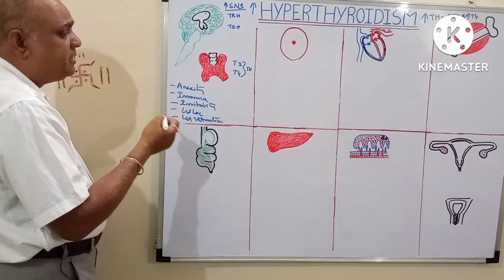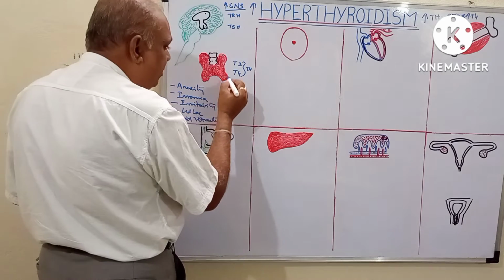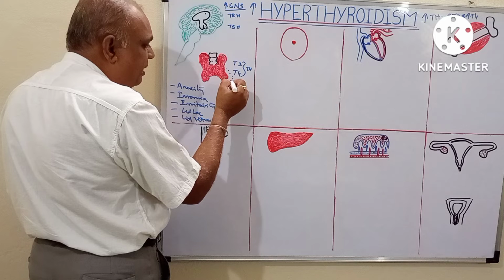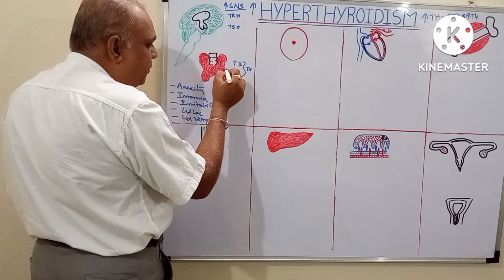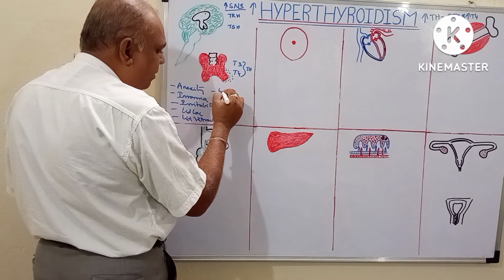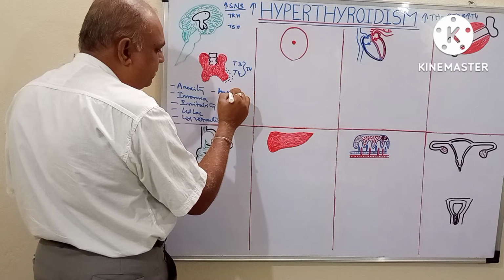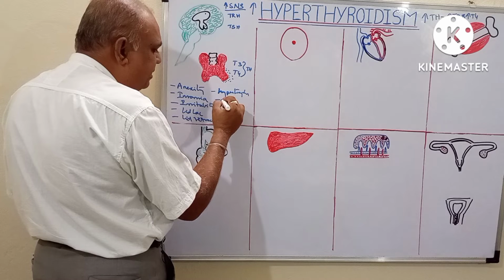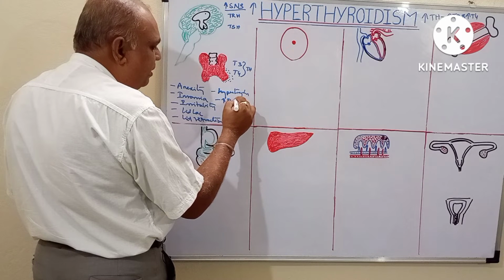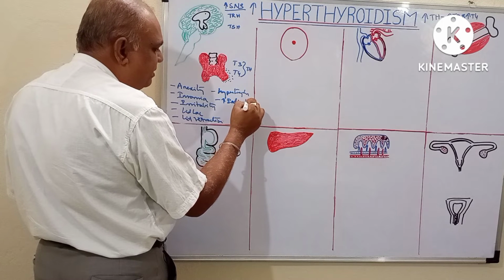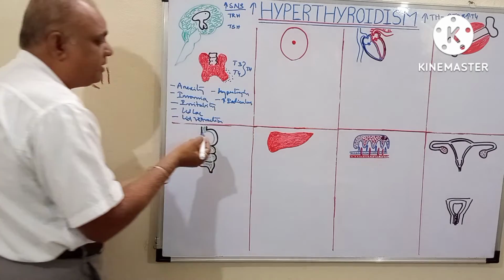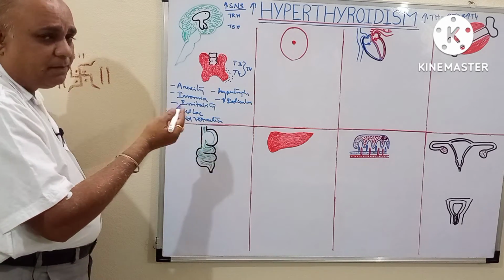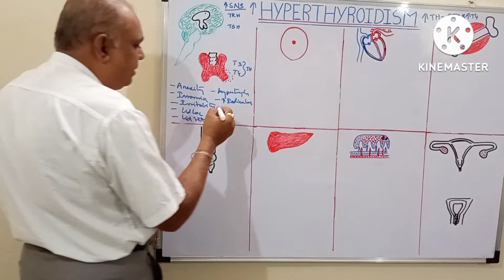Now, apart from this, there is a possibility of goiter in hyperthyroidism due to hypertrophy or increased iodine levels. These are also the possibilities of goiter in hyperthyroidism.